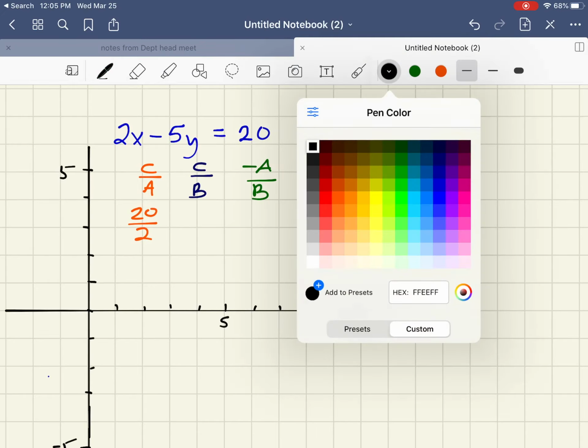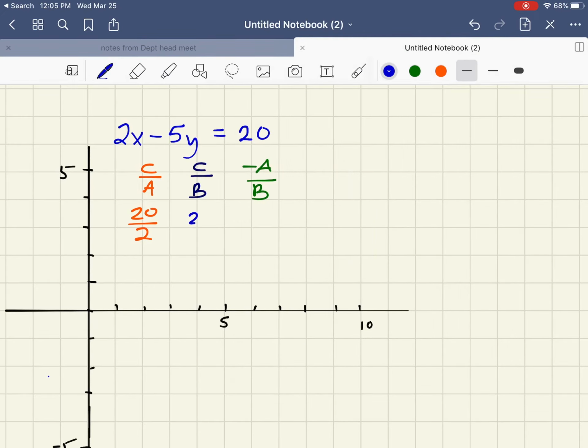We have 20 over negative 5. Again, that negative right there can be a little tricky. Some people might forget it. And then the opposite of 2 over the negative 5. Now, each of these things represents something different. This is the x-intercept. This is the y-intercept. And this is the slope.